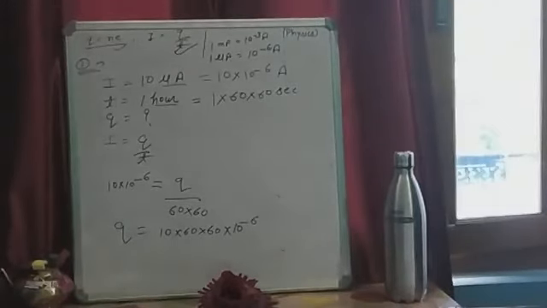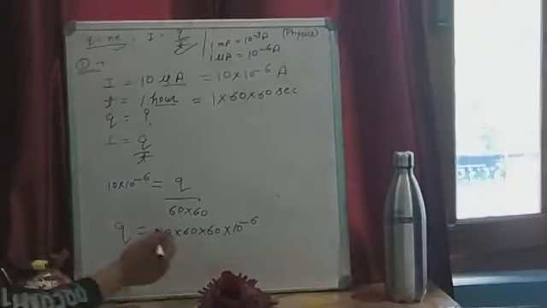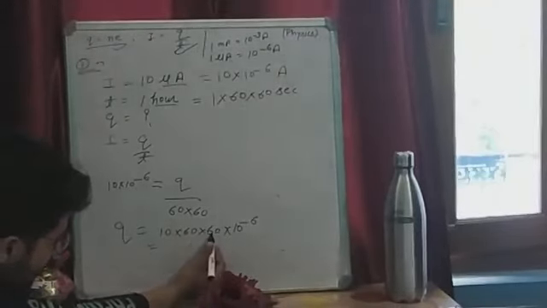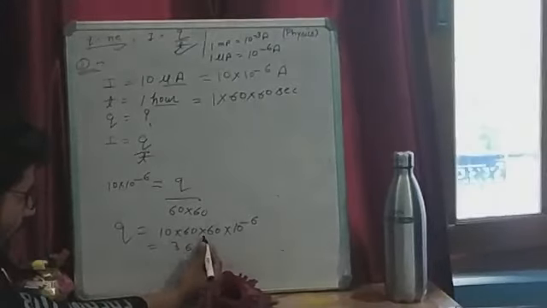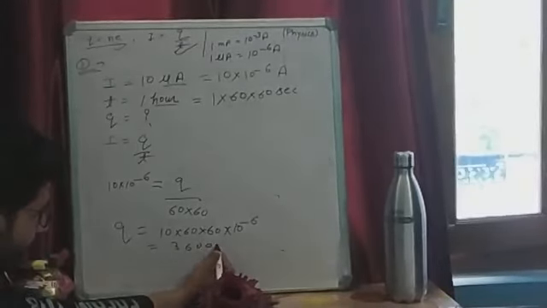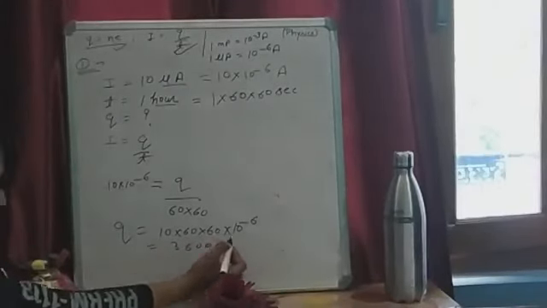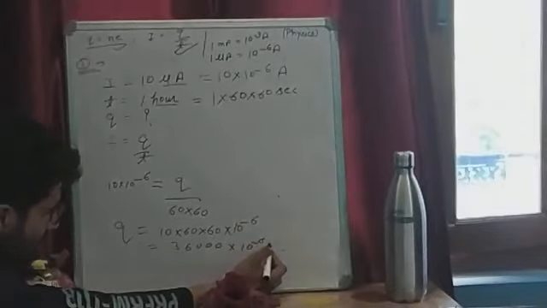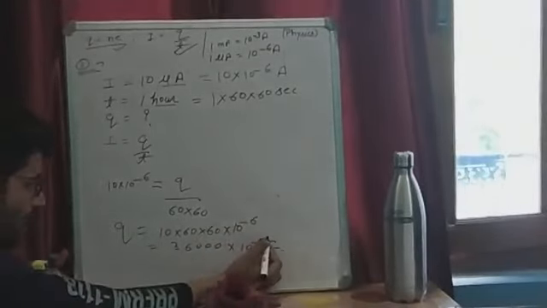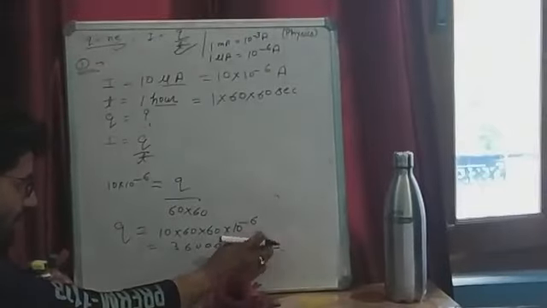Solve this first and tell me what is the answer of this question. 6 sixes are 36, and there are three 0s, into 10 to the power minus 6. It means 10 to the power minus 6 coulomb. You can write it like this. This is your answer.